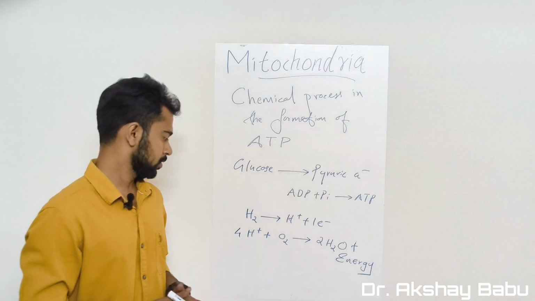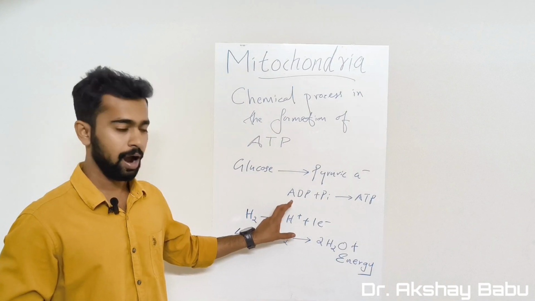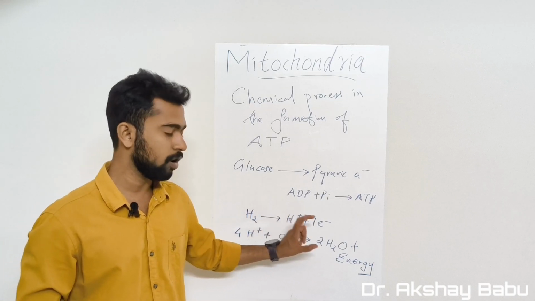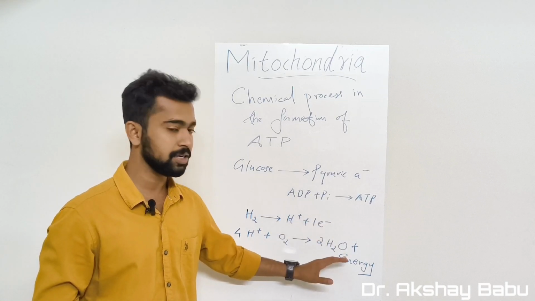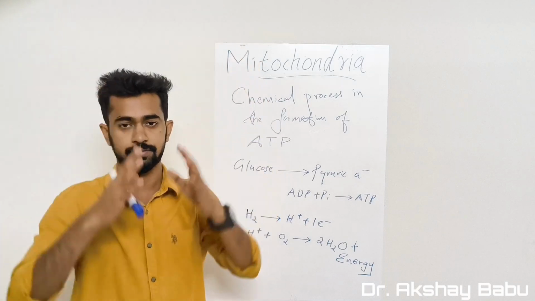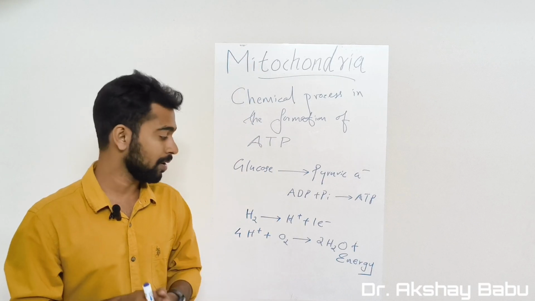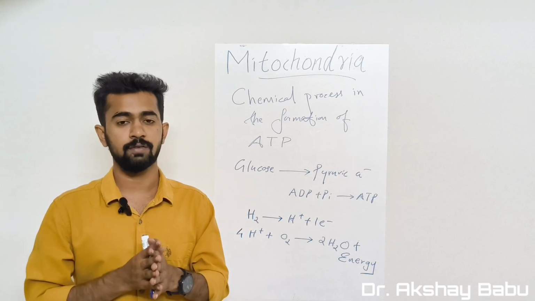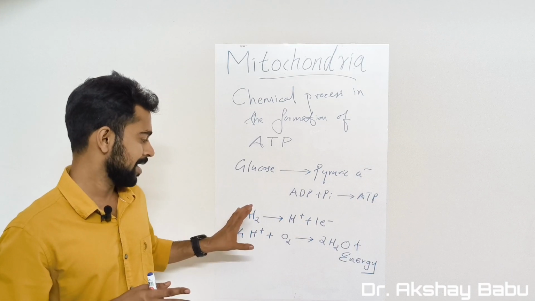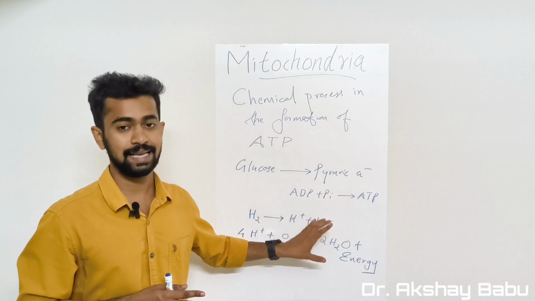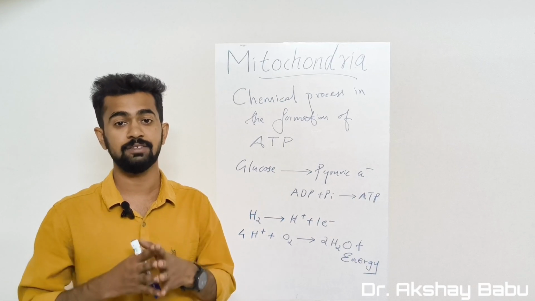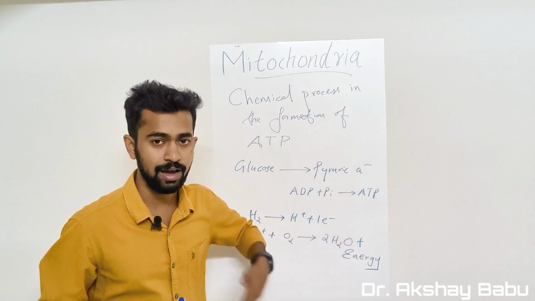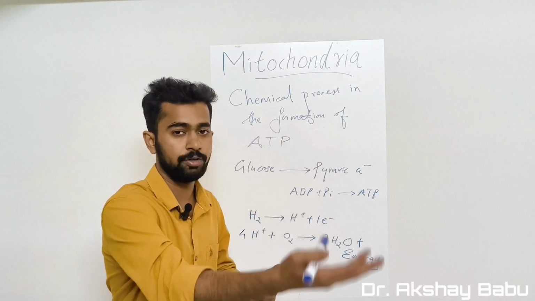So here these 4H+, that is these hydrogen ions, will combine with the oxygen molecule and thereby form water molecules. At the same time this will release energy. And this reaction is known as ATP synthetase. So the process of conversion of these hydrogen ions along with oxygen to form water plus energy is known as ATP synthetase. Here, this released energy will be utilized for the formation of the ATP molecule.